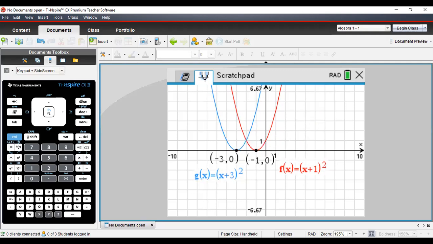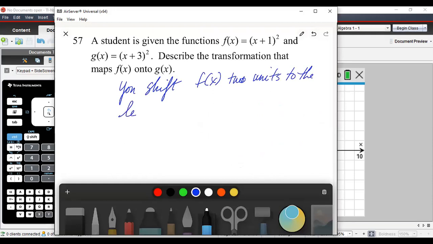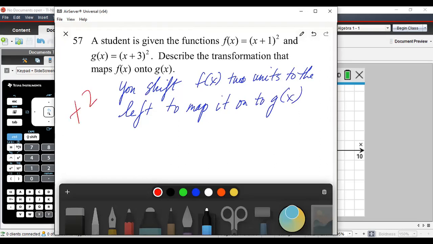That's what you would write. That would be 2 points. Go here, and you would say you have to shift f of x 2 units to the left to map it onto g of x. This answer will be 2 points.